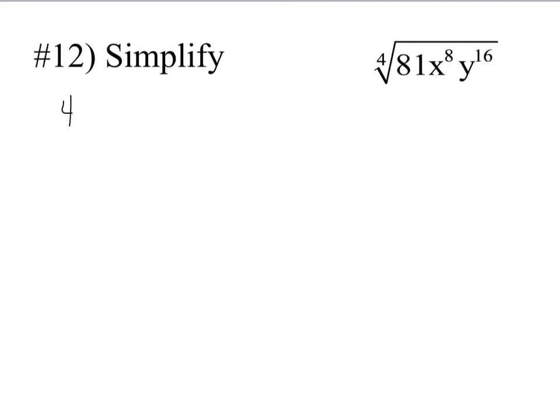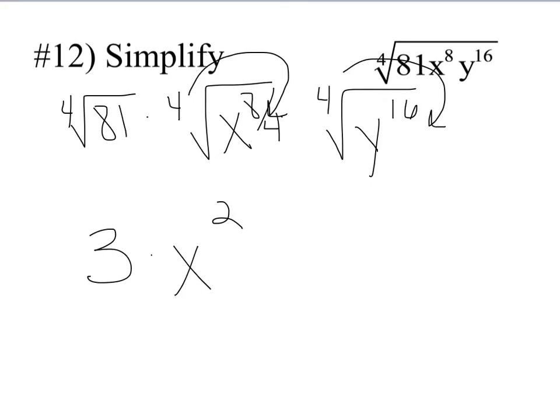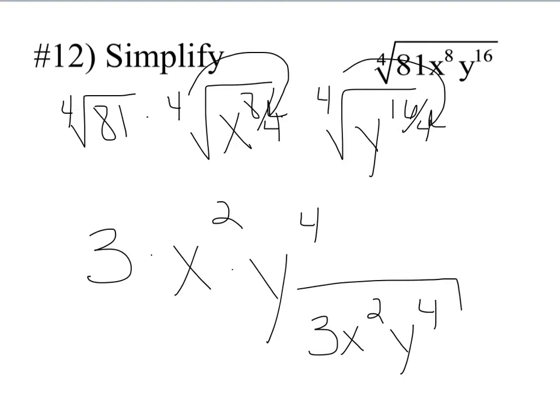Here we have the 4th root of 81 times the 4th root of x to the 8th times the 4th root of y to the 16th. The 4th root of 81 is 3. The 4th root of x to the 8th, take your index back, make it your denominator. 8 divided by 4 is 2, so it's x squared. Take your index back to your denominator. 16 divided by 4 is 4, so it's y to the 4th. So your final answer is 3x squared y to the 4th.